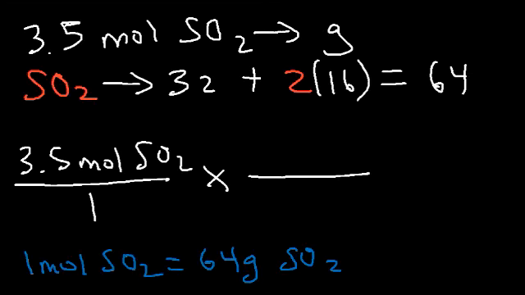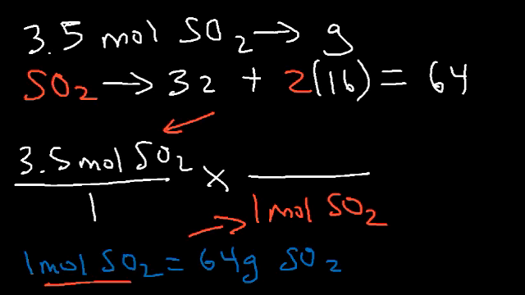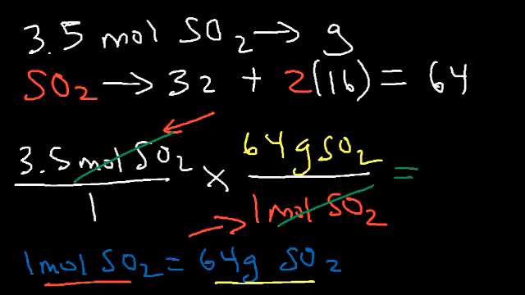Since we have moles on top, we need to put moles on the bottom. So we're going to put 1 mole of SO2 on the bottom, and the other part of the conversion factor we're going to write on top. Now we can see that moles of SO2 will cancel. And so the answer is 3.5 times 64. So let's multiply those two numbers.